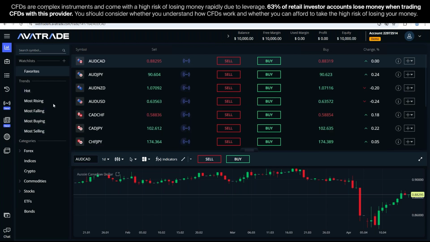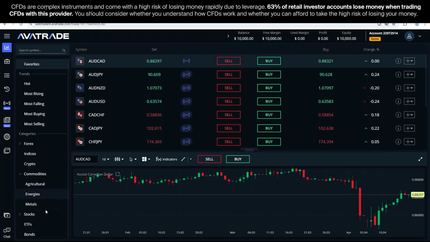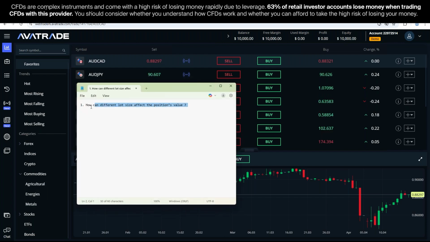Now, as you can see, it's divided into categories, which allows us to select specifically from categories. So we've got Forex, indices, cryptos, commodities, stocks, ETF, and bonds. At the moment, what's available for us will be Forex, indices, cryptos, and commodities, since the US market isn't open yet. We've got the UK market. But let's stick with commodities for now to select an instrument and demonstrate the answer for how different lot size can affect the position's value.